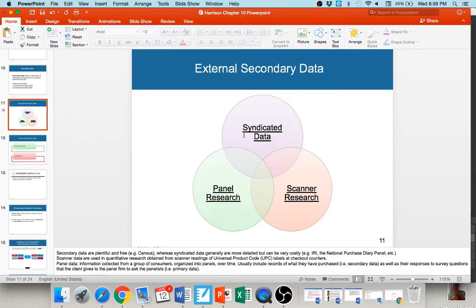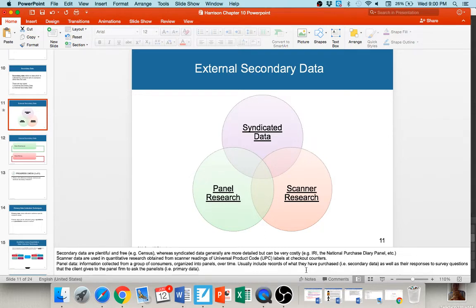Okay, another area you need to know about is panel data, and panel research in general is just information that's collected from some specific group of consumers that has been organized into a panel over time. That's why we call it panel data or panel research. And usually this panel data includes records of what these customers, the specific group of customers, has purchased, as well as their responses to some survey questions that the client may have written up front. So panel research is interesting because it kind of combines secondary and primary data, but I thought it was worth mentioning here.